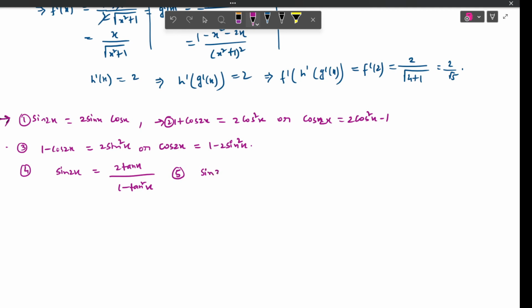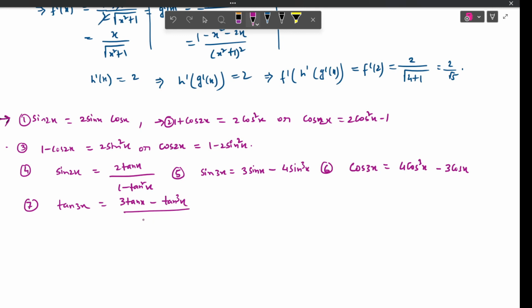Now, sin 3x is 3 sin x minus 4 sin cube x. Now, cos 3x is 4 cos cube x minus 3 cos x. Tan 3x is 3 tan x minus tan cube x by 1 minus 3 tan square x.